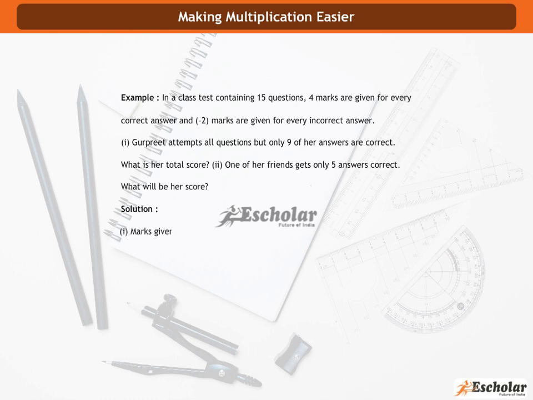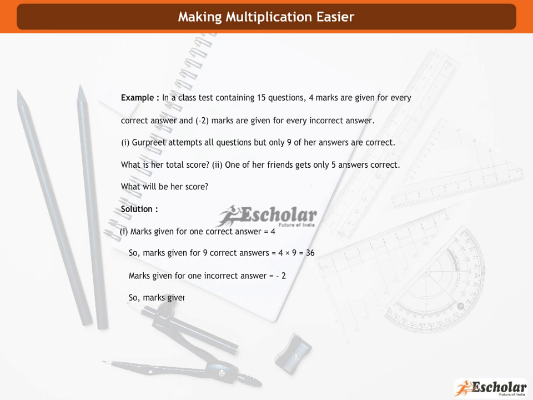Solution: marks given for 1 correct answer is equal to 4. So marks given for 9 correct answers would be 4 × 9, which is 36. Marks given for 1 incorrect answer is equal to -2. So marks given for 6 incorrect answers, which is 15 minus 9, is equal to -2 × 6, which is equal to -12. Therefore, Gurpreet's total score is equal to 36 plus -12, which is equal to 24.